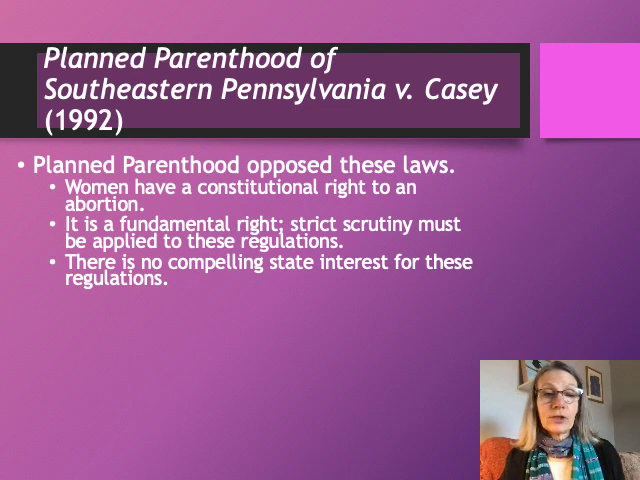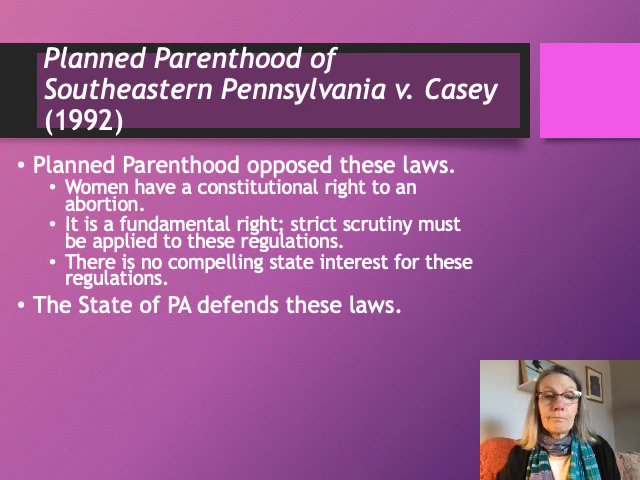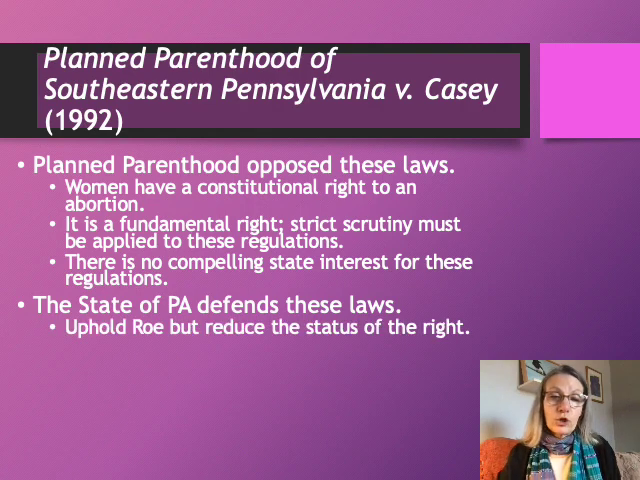And they basically said that there's no compelling state interest for these regulations that Pennsylvania put into place, basically violating the ruling in Roe v. Wade. The state of Pennsylvania takes a different approach to these laws, and obviously, since they're Pennsylvania laws, they defend these laws. They basically take a two-pronged approach. Now, you want to keep in mind that, as I mentioned on an earlier slide, the goal of the pro-life movement is ultimately to overturn Roe. But in the meantime, they were passing regulations, making it more burdensome for women to get abortions.